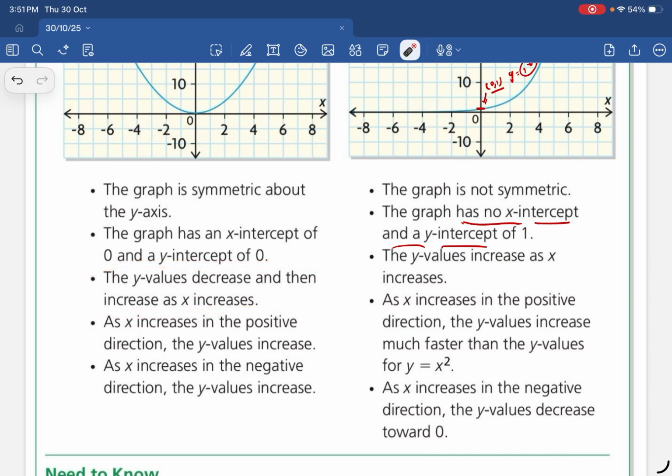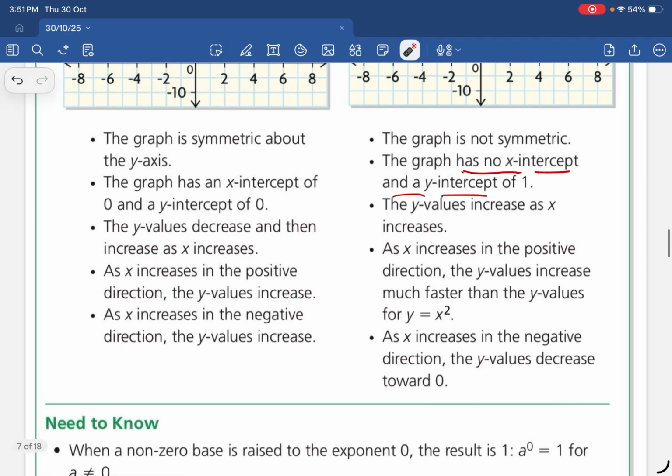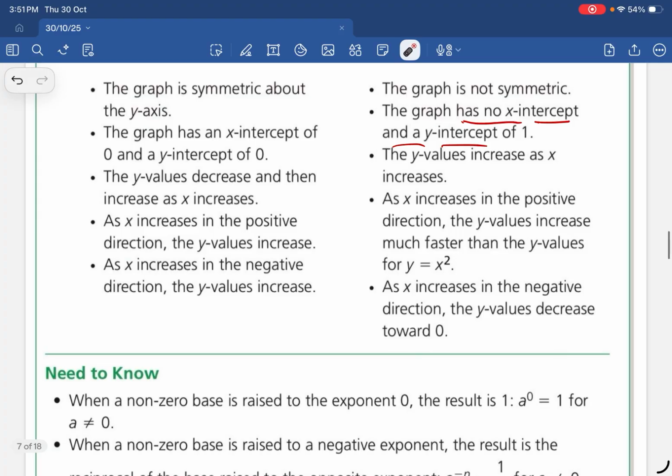Now as x increases in the positive direction, the y value increases much faster than the y values for y equals x squared, as we saw in the table. As x increases in the negative direction, the y value decreases towards 0. So this line is important. They are saying that as x increases in the negative direction, the y value decreases towards 0.